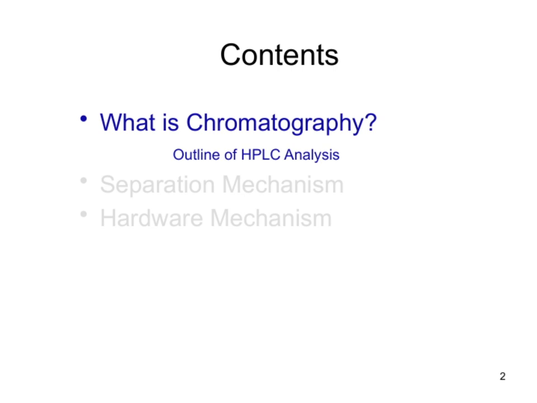Moving on to the outline of HPLC analysis, or high-performance liquid chromatography, we can see it involves several key aspects. First, the separation mechanism. This is how the different compounds are distinguished from each other as they pass through the system. Next, we have the hardware mechanism, which includes all the equipment and components that make this process possible. It's fascinating how these sophisticated instruments work together to achieve precise separation and detection.